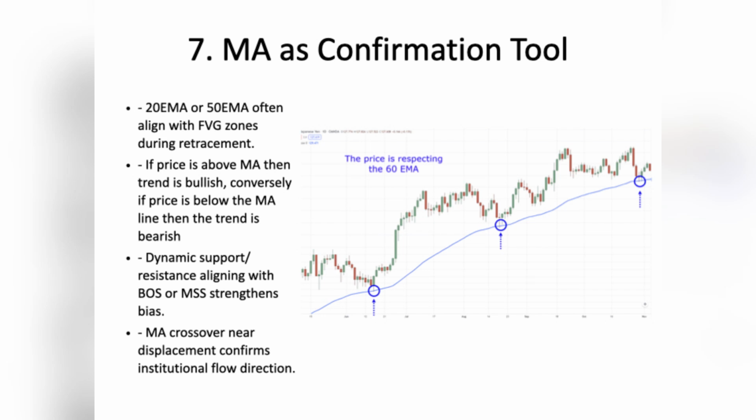The basic rule is, if the price is above the MA, the trend bias is bullish; if it's below, it's bearish. When a break of structure or a market structure shift occurs right at a dynamic moving average, it significantly strengthens our bias. Furthermore, a moving average crossover happening near a displacement can confirm the direction of institutional flow. As the note on the slide says, the price is clearly respecting the 60 EMA.